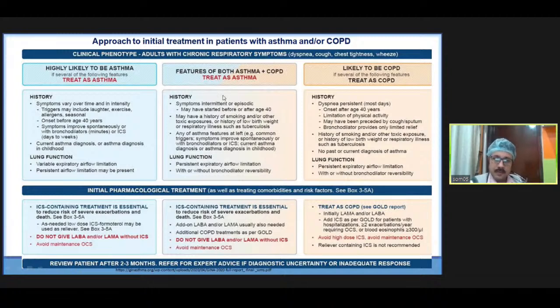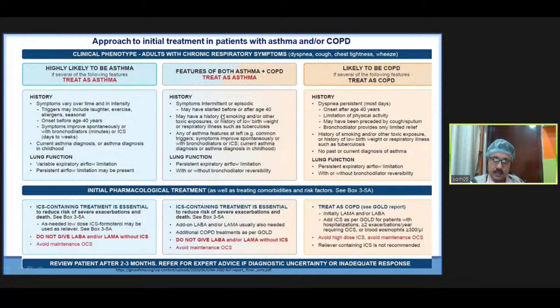Now, in COPD plus asthma, the overlap patient, symptoms are intermittent or episodic. They may have started before or after age 40 years, and there may be a history of smoking. The patient has a history of episodic onset of symptoms, but a history of smoking is present, and no history of tuberculosis in childhood. There may be any of the asthma features mentioned on the left, common triggers, and symptoms that improve spontaneously or with bronchodilators, or a concurrent asthma diagnosis or asthma diagnosis in childhood. So this is a patient having features of both smoking and asthma. So it is asthma COPD overlap.